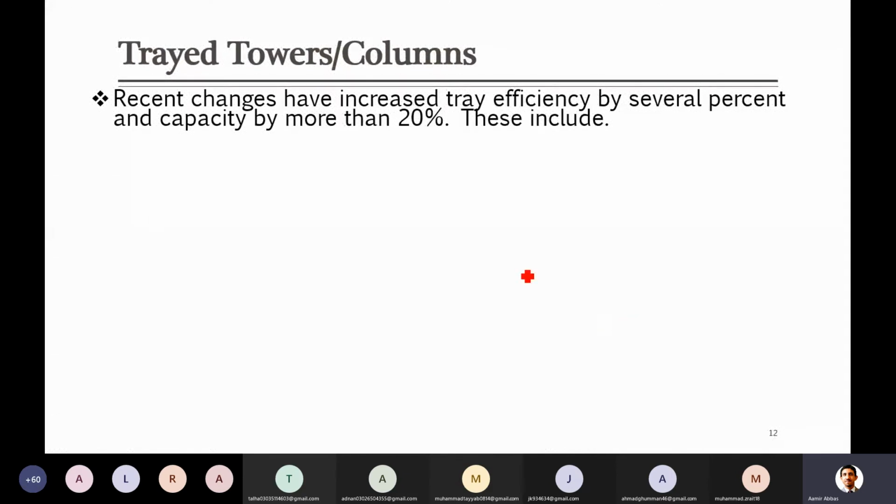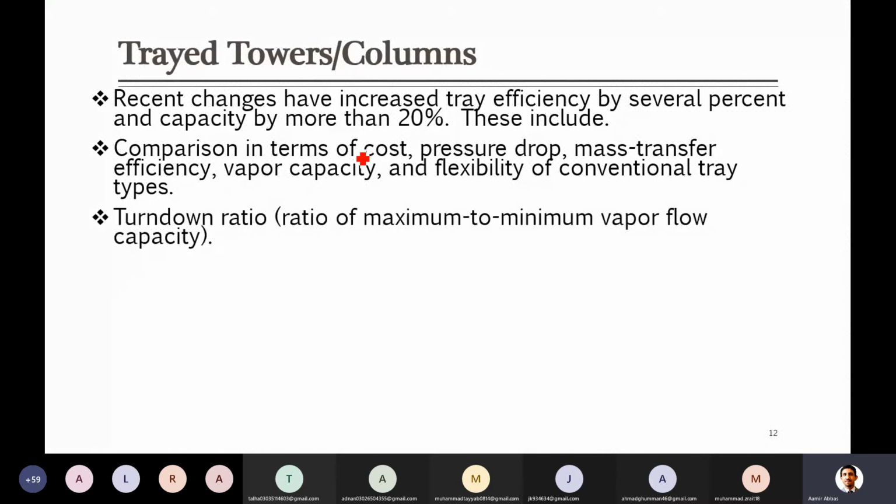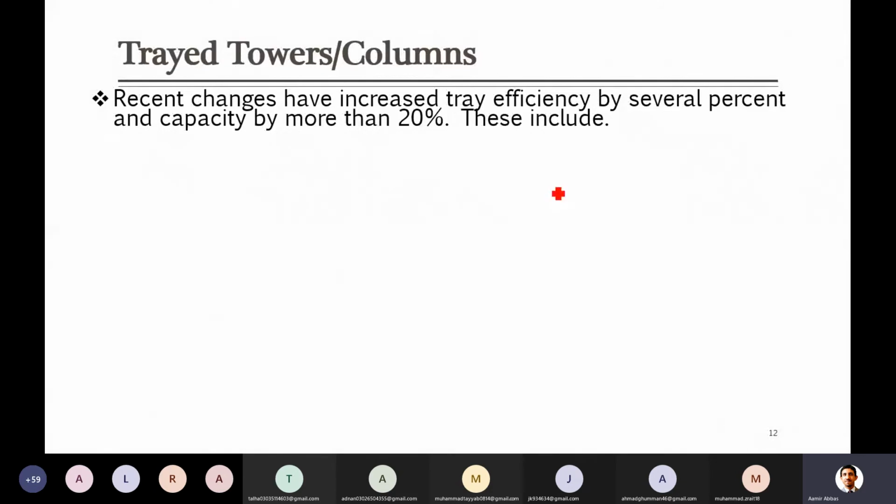So with the passage of time, tray efficiency has increased, and their capacity has also increased by 20% due to different changes in the design. Those changes include the improvement in the tray design in terms of better contact between the vapor and liquid. I will advise you to go through the book. There he has mentioned 6-7 points, and the major ones are related to the increase in the contact between liquid and vapor.